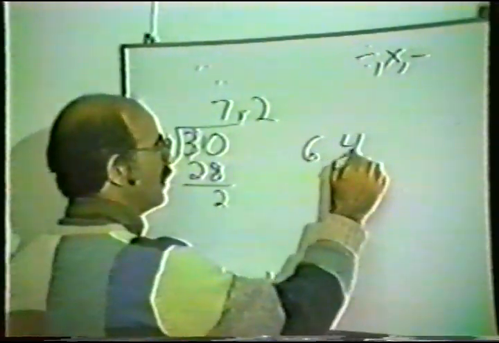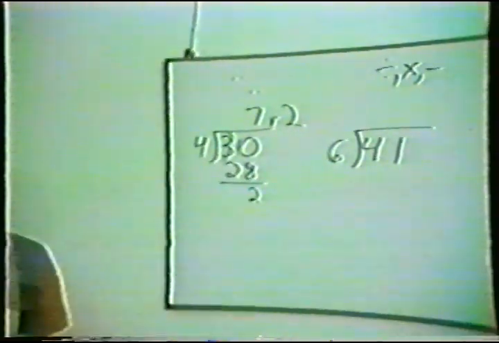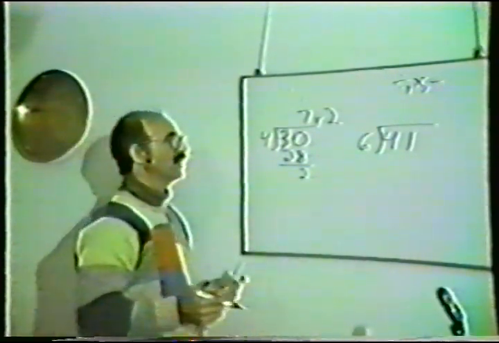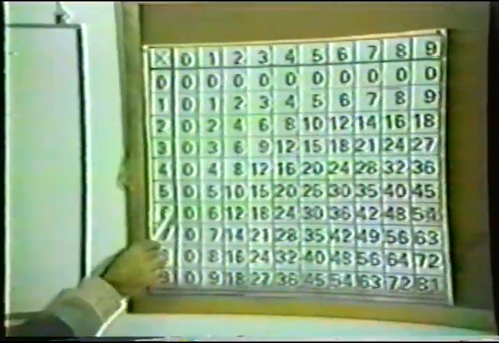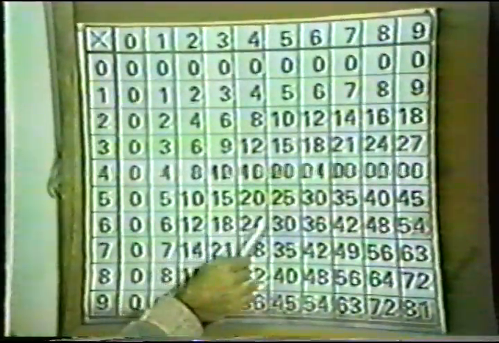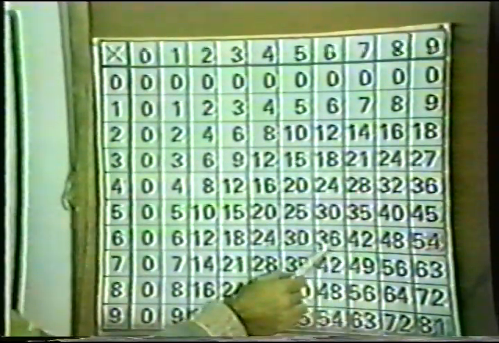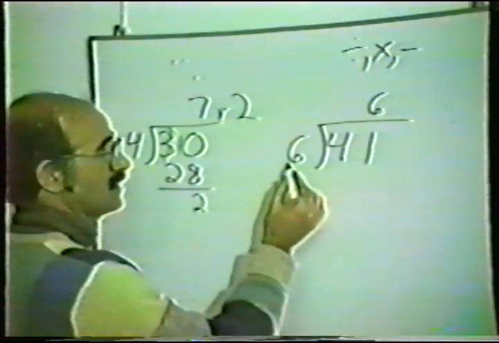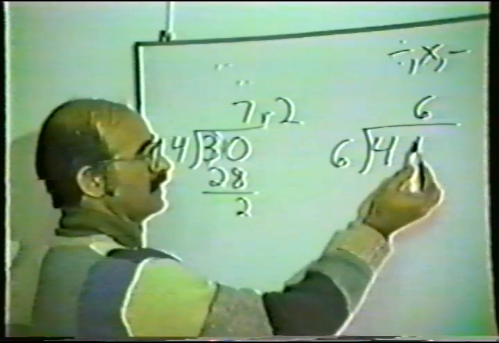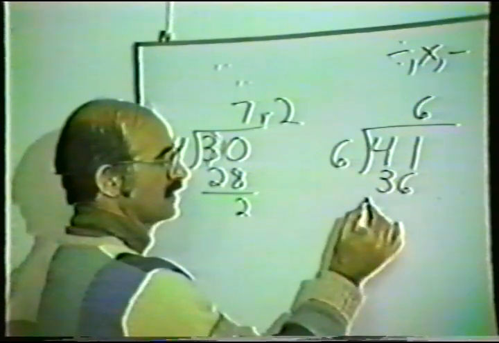6 into 41. Does the 6 fit into the 4? No. So we have to use the entire 41. 6 into 41, tell me when to stop. Stop, because we don't quite have 42. We have to use the 36. You go up to get the answer, which is 6, so you put the answer up. 6 into 41 is 6. 6 times 6 is 36.